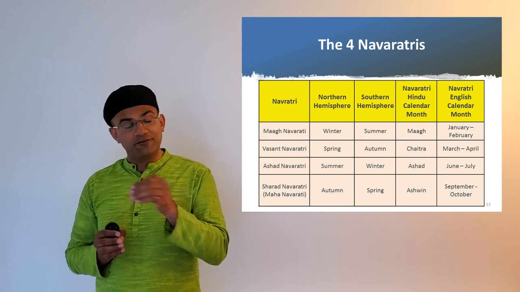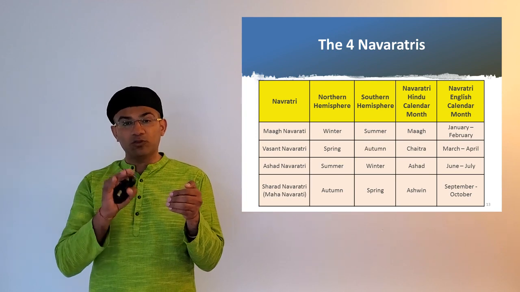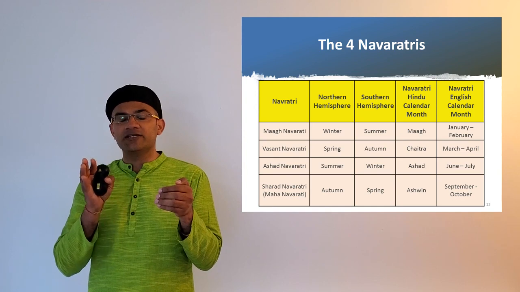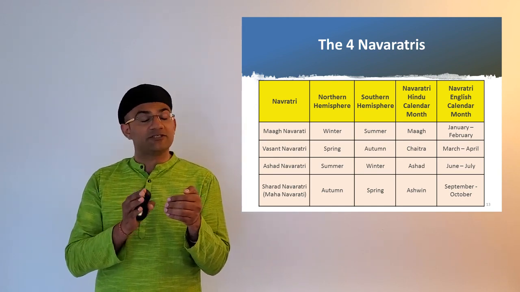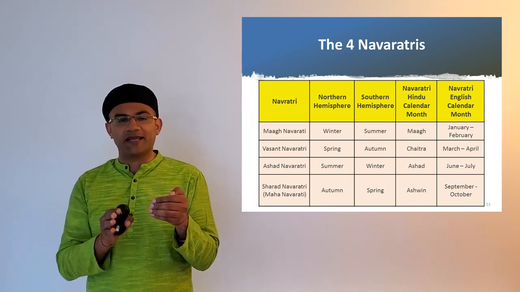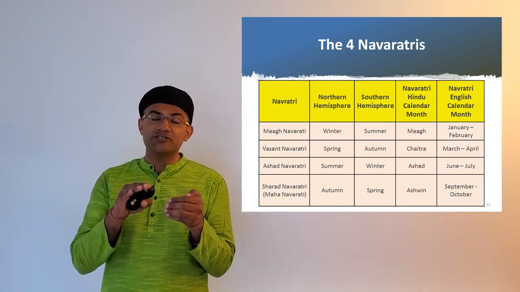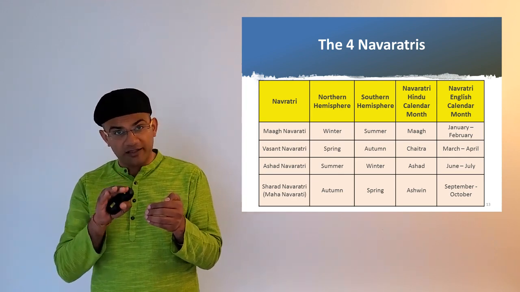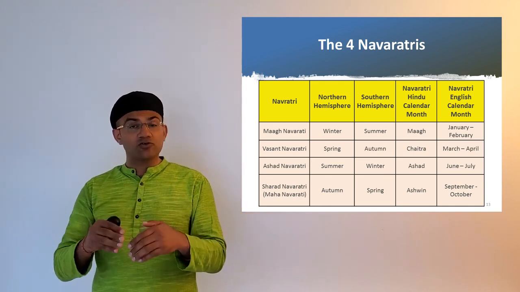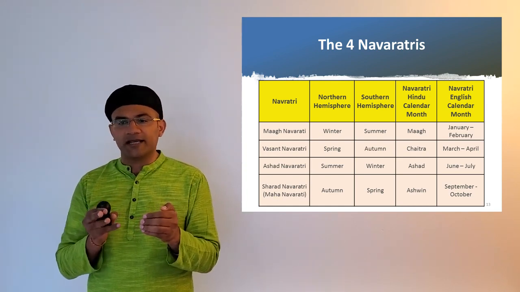If you look from left to right in this slide, you have Magh Navaratri, which, if you are in the northern hemisphere and Uttarayan, basically starts in winter, the January-February season. Vasanta Navaratri, which is also called Chaitra Navaratri, falls in spring, March to April time frame. This is the one Navaratri which is celebrated most. Then comes the Asad Navaratri, which is the less common one, during the summer months in the northern hemisphere, June to July time frame. Then comes the Sarad Navaratri, which is also called Mahanavaratri. It falls in autumn, September to October time frame.